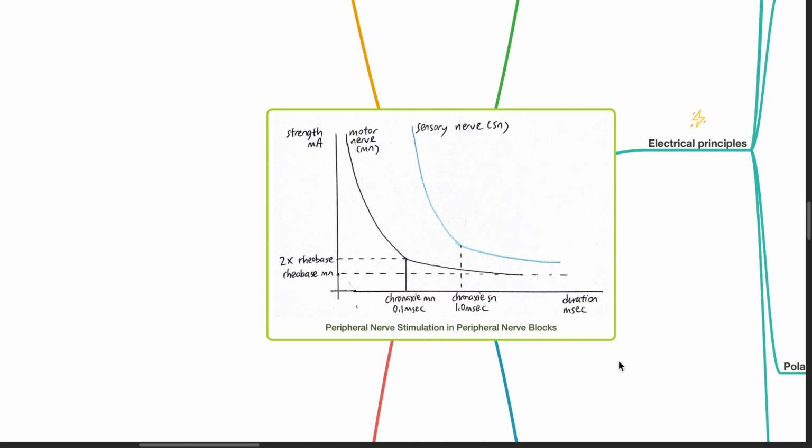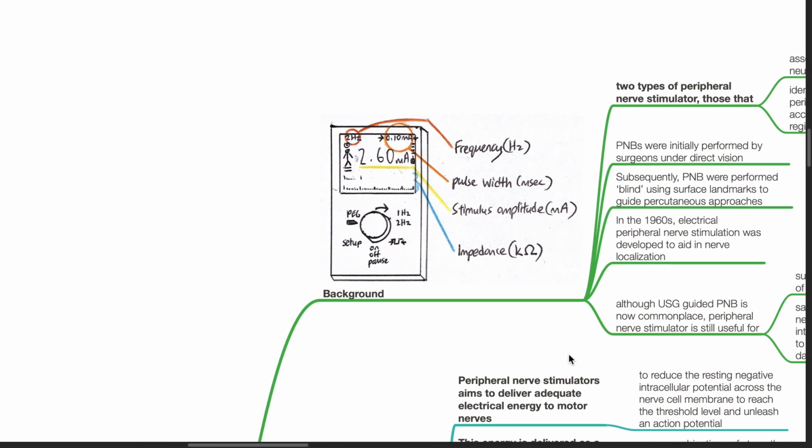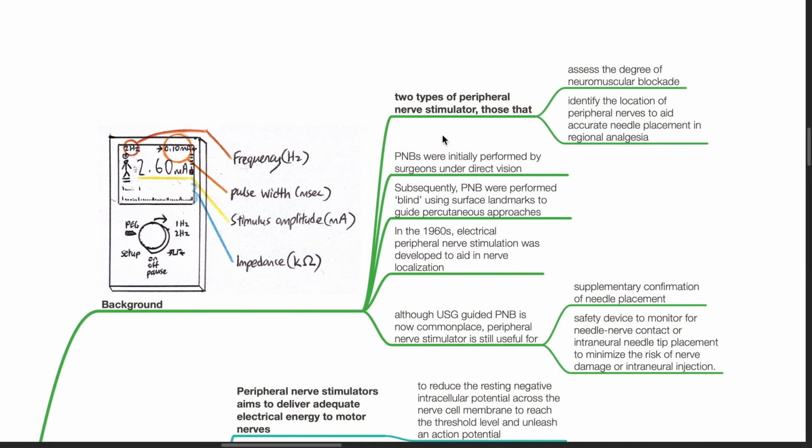Today we'll be discussing peripheral nerve stimulation in peripheral nerve blocks. Background. There are two types of peripheral nerve stimulator, those that are used to assess the degree of neuromuscular blockade and those used to identify the location of peripheral nerves to aid accurate needle placement in regional anesthesia.